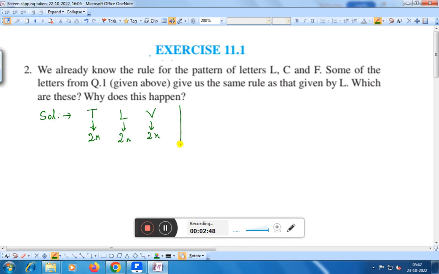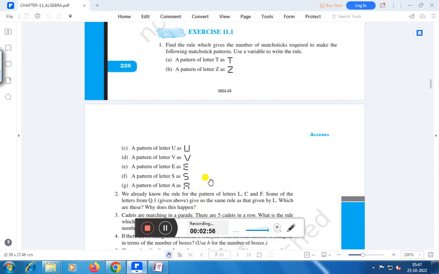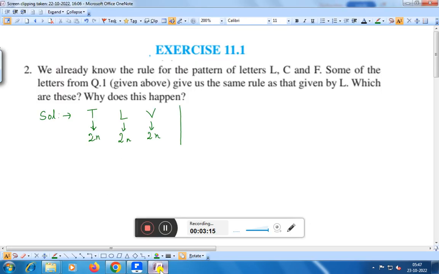But in case of other shapes like Z and U, the formula for Z is 3n and the formula for U is 3n, right?